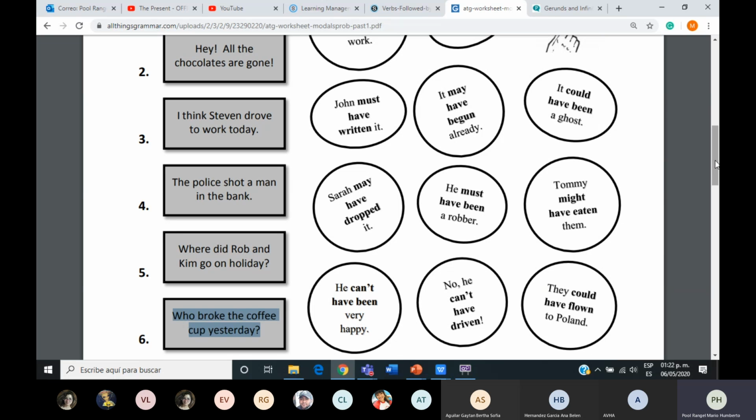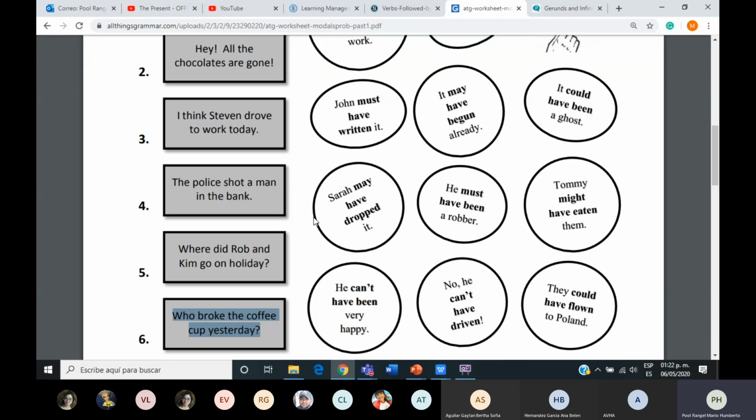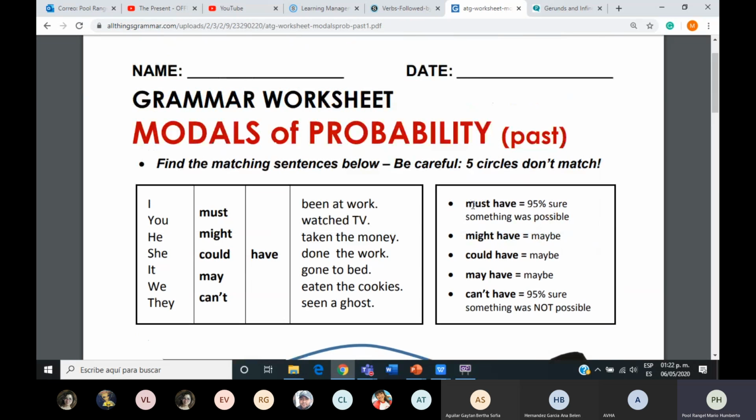Entonces, pues ya, así. Bueno, entonces ya tenemos must have, may have, could have, mustn't have, and so on. Y eso es, según qué tan seguro estemos de que algo ya pasó, that's why it's probability in the past, we're going to use it. Must have, might have, could have, and so on. All right? So are there any questions about this one before we move on?